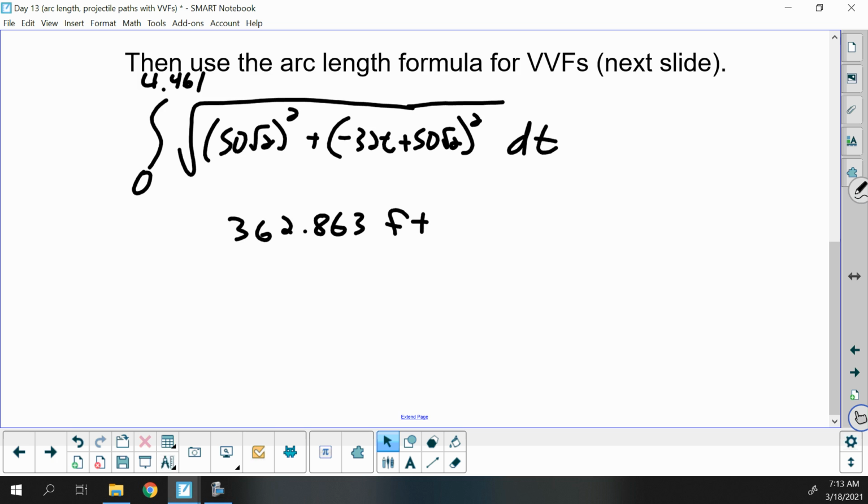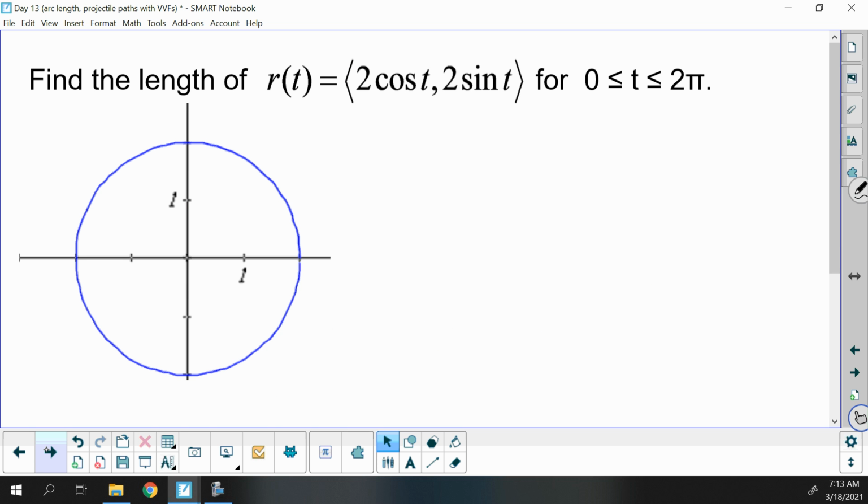So we're going to go to the bottom of the next page, or maybe it's the only thing on the next page, this question, where we've got r of t is equal to 2 cos t, comma 2 sine t. So we want to find the length, so we're going to use the formula that we just saw.